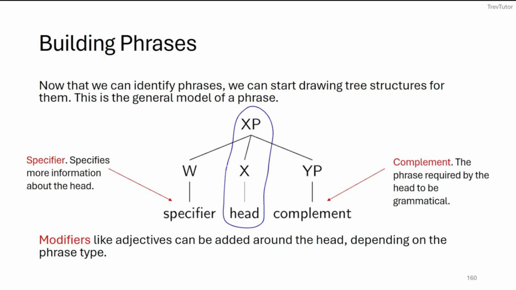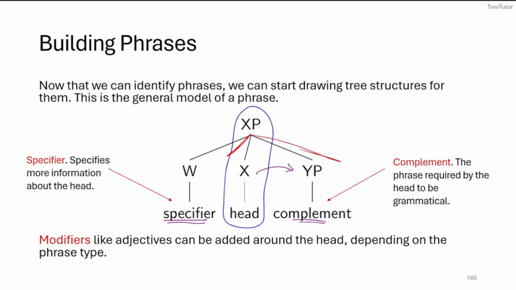Now, there are some ways that we can incorporate other words into a phrase. For instance, we have specifiers. These specify a little bit more information about the head. We have complements. These are phrases that are selected by the head in order to complete the phrase. If you think of a preposition like into, it needs something after it. So that noun phrase that comes after it would be considered a complement. We can also insert modifiers in our sentence as well, usually either directly to the left of the head or after the complement.